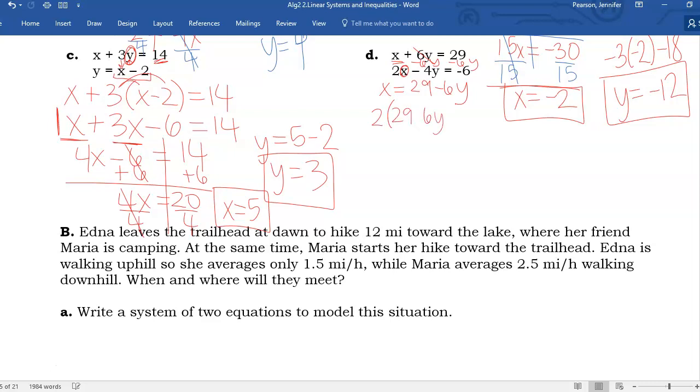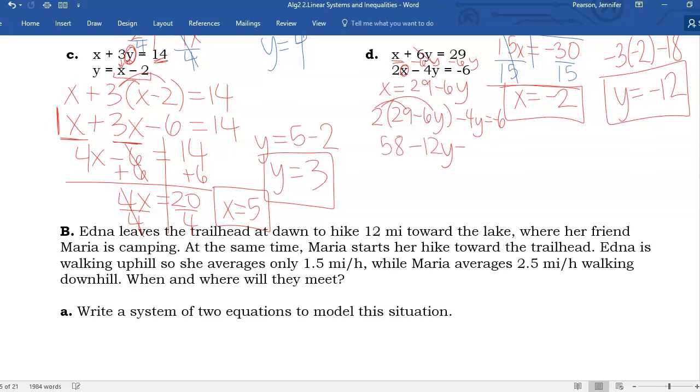2 times (29 minus 6y) minus 4y equals negative 6. Whew, that's crazy. Okay, distribute. 2 times 29. What is that? 2 times 30 would be 60 minus 2, 58. Then negative 12y and minus 4y. Okay, like terms. Then minus 58 on both sides.